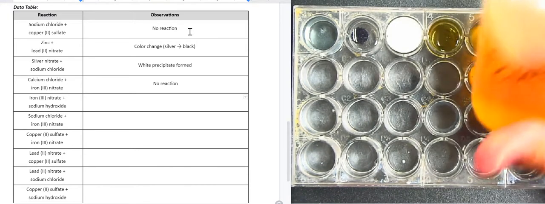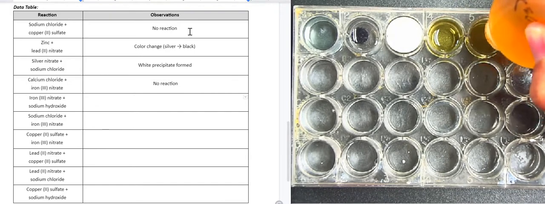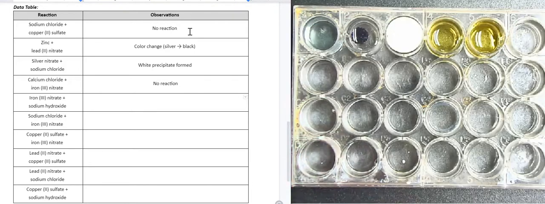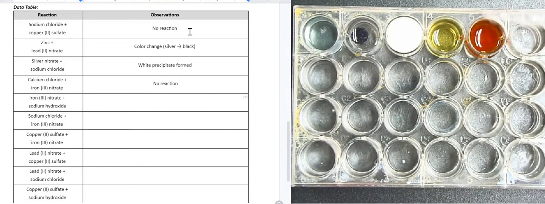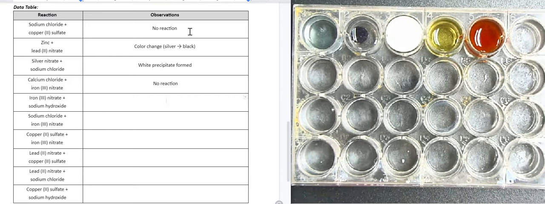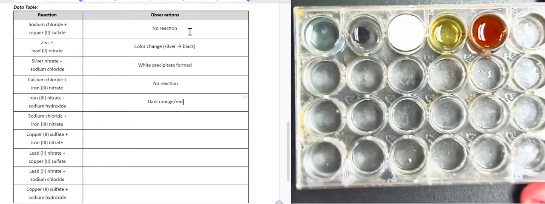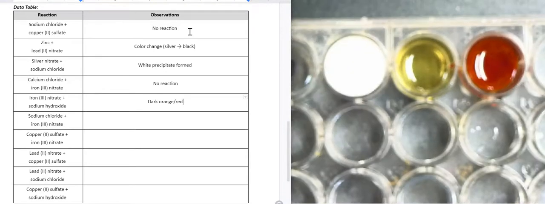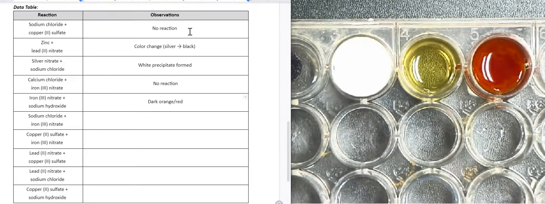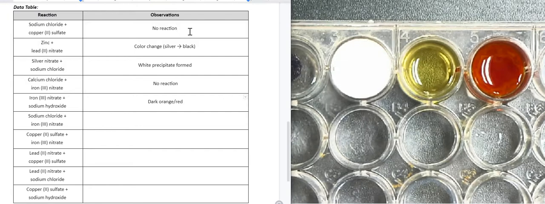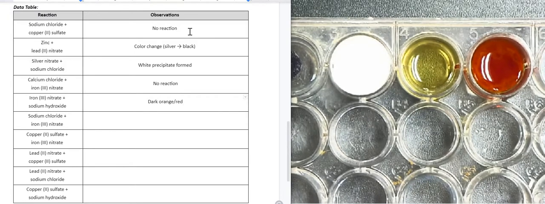Next, we're going to use iron III nitrate into well 5. And we are going to react it with sodium hydroxide. This one I would definitely say color change. Looks like it kind of turned maybe like a dark orange or red color, so I definitely see color change. And if we look closely, let's see if I can focus this. There is a precipitate forming as well. Can you kind of see the solid in there?